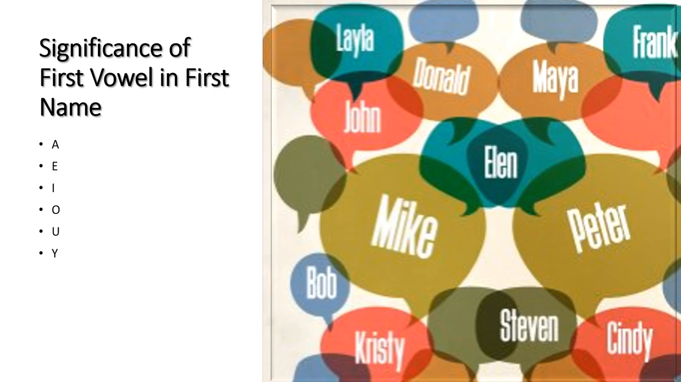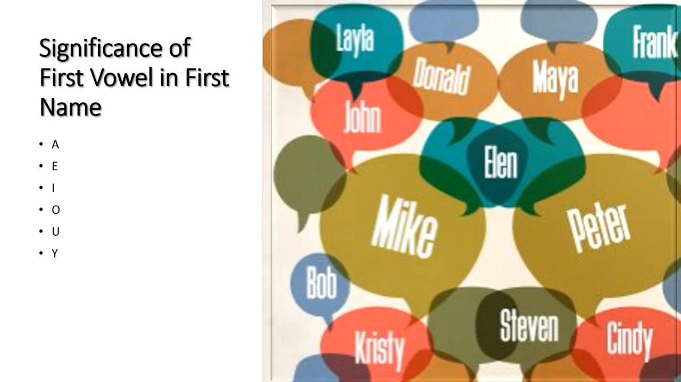What about I? Well, people that have I as the first vowel in their first name are intuitive and interested in the arts and drama and science. And if you have more than 3 I's in your name, you might be sensitive, shy, and sometimes emotional. Remember that we're going by the sounds now of the first vowel in your first name.